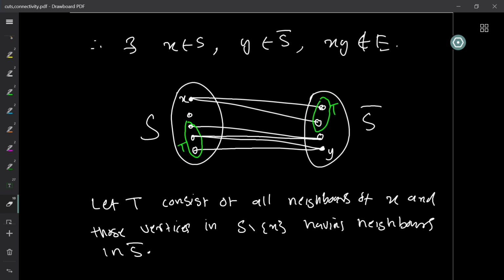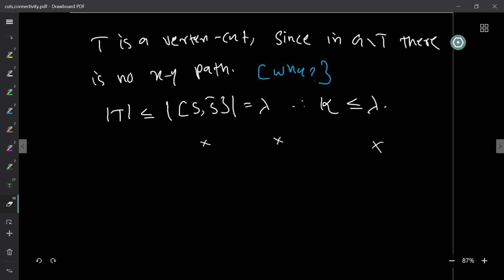And what is the cardinality of T? The cardinality of T is at most the number of edges, because every vertex that I pick has some edge incident to it. That is the only reason we picked it, and therefore it is less than or equal to the number of edges of the cut. And because we started with the minimum cut, it is less than or equal to lambda. So there is a vertex separating set with cardinality less than or equal to the edge separating set, and that is the proof. Okay.